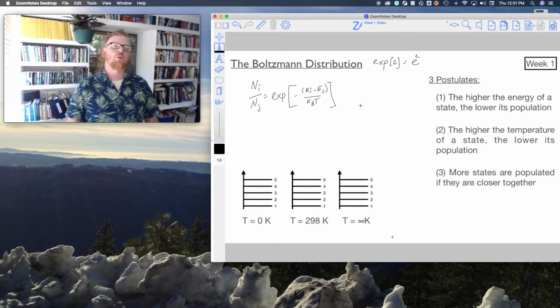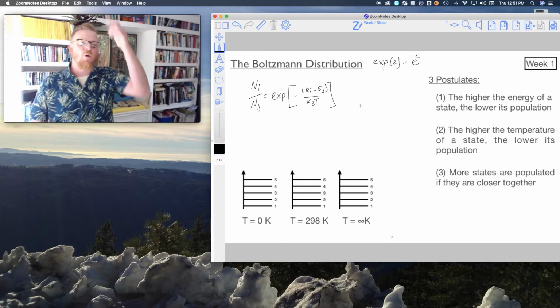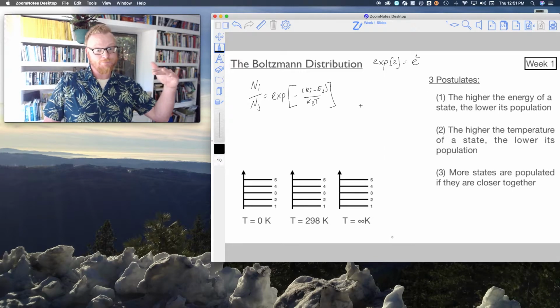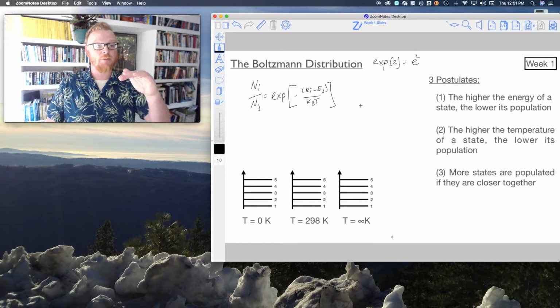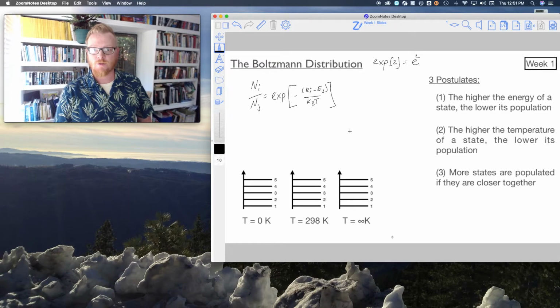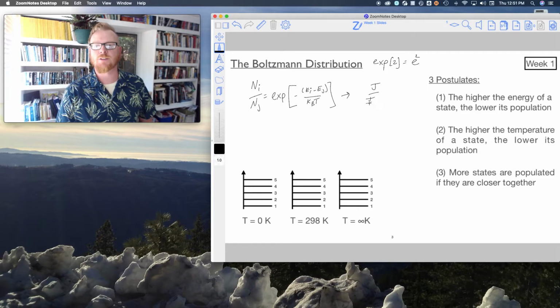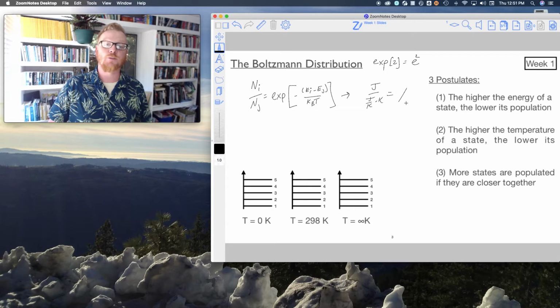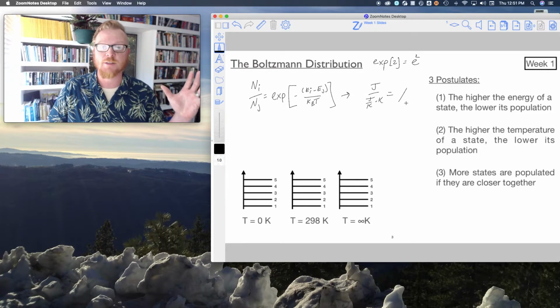Okay? And if you think about your unit analysis, k Boltzmann was joule per Kelvin. So a joule per Kelvin times a Kelvin is a joule, right? Let's never forget the dimensional analysis. So that's energy, so that's joules on top. K Boltzmann is a joule per Kelvin times a Kelvin. So this is just unitless, right? And for something to be in an exponential, it has to be unitless.